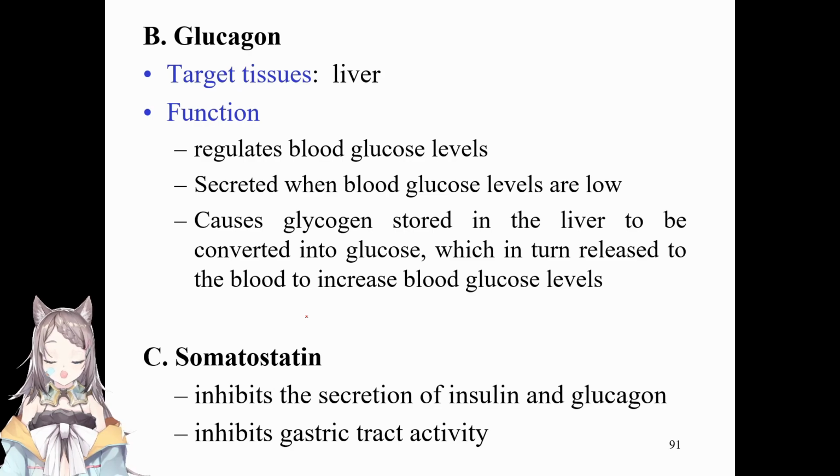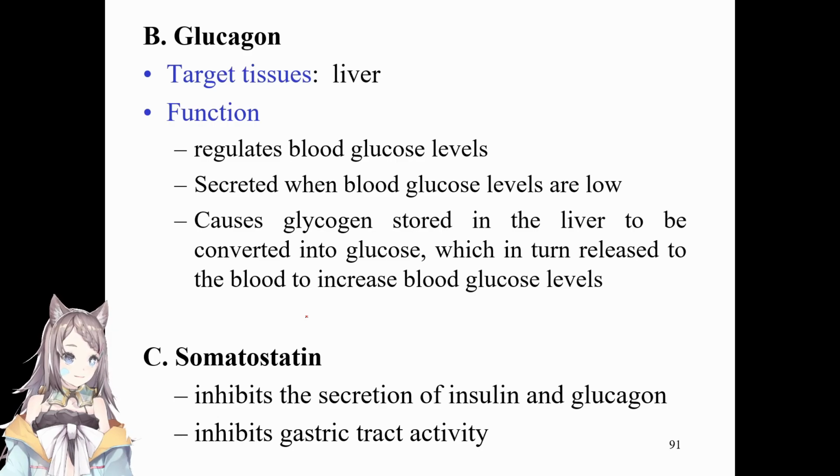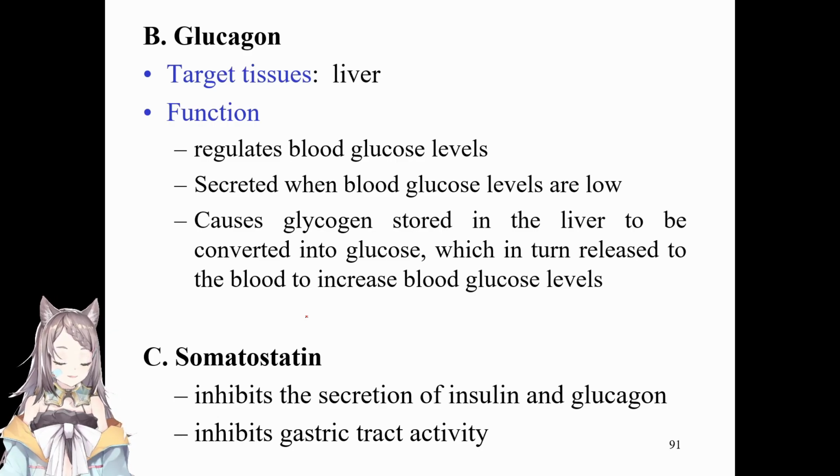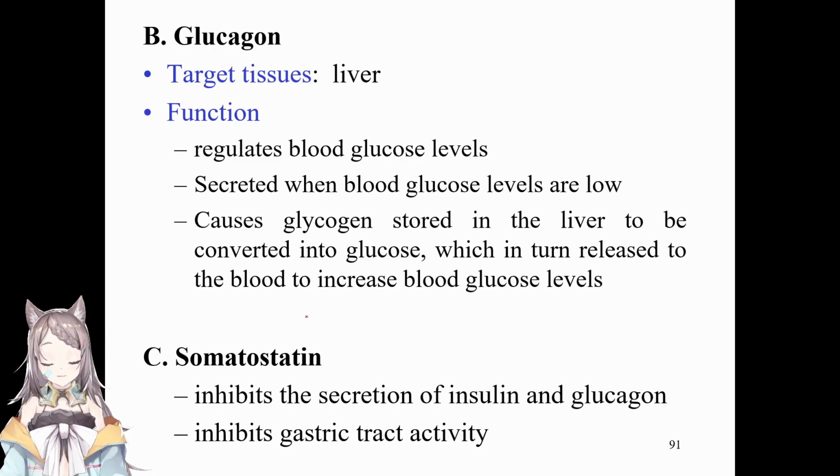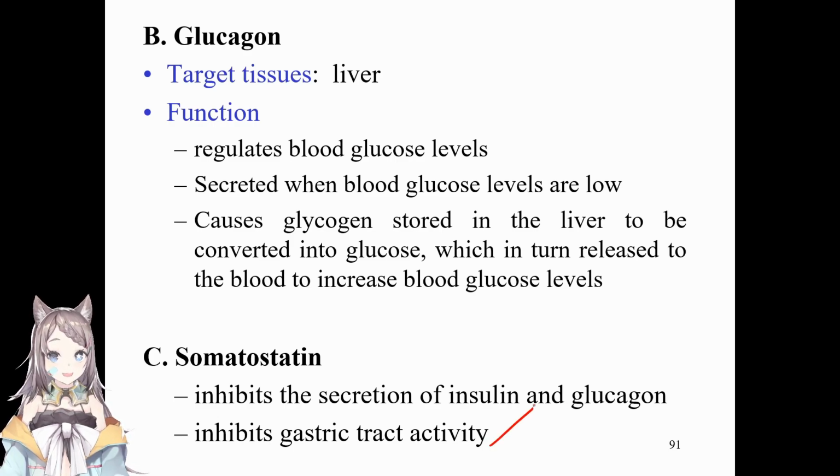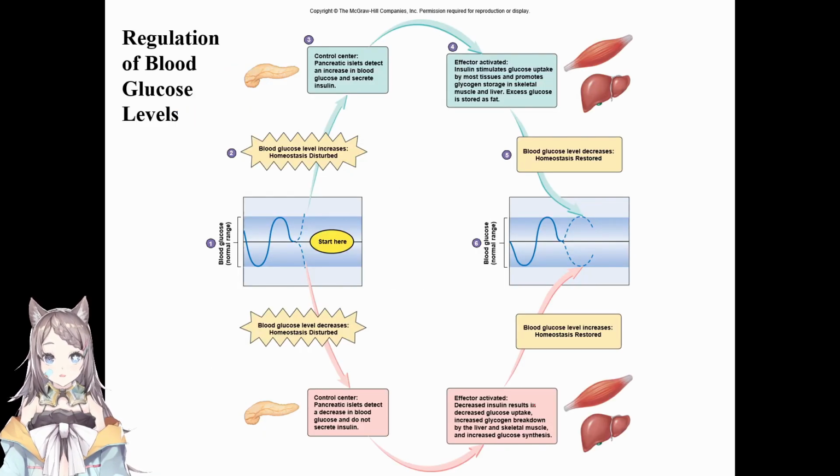And you have your somatostatin. It inhibits secretion of insulin and glucagon, and also inhibits gastric tract activity. It is not primarily used with insulin and glucagon; rather, it is more used with gastric tract activity, like in cases of irritable bowel syndrome and inflammatory bowel disease.